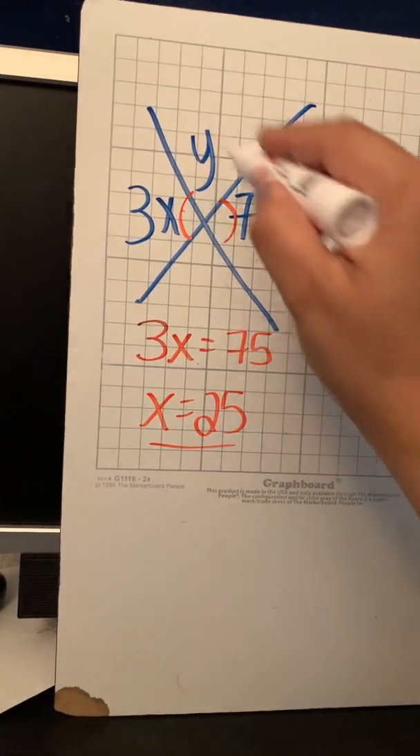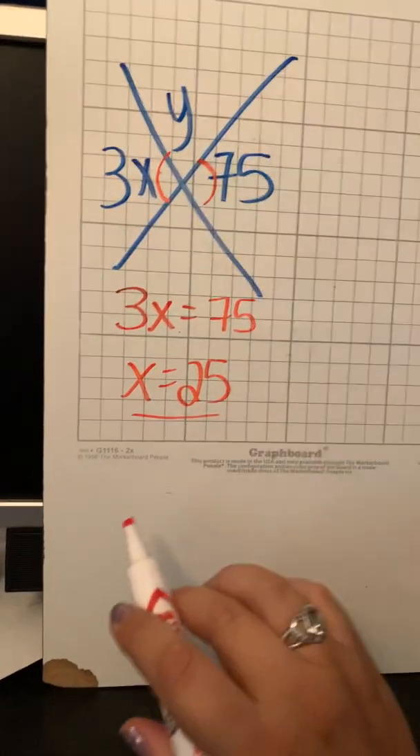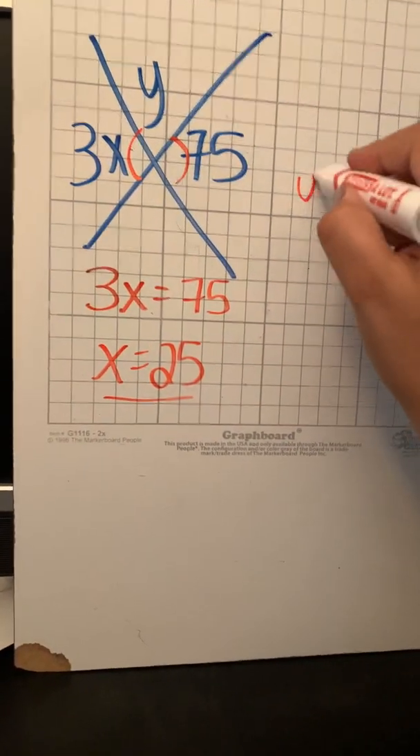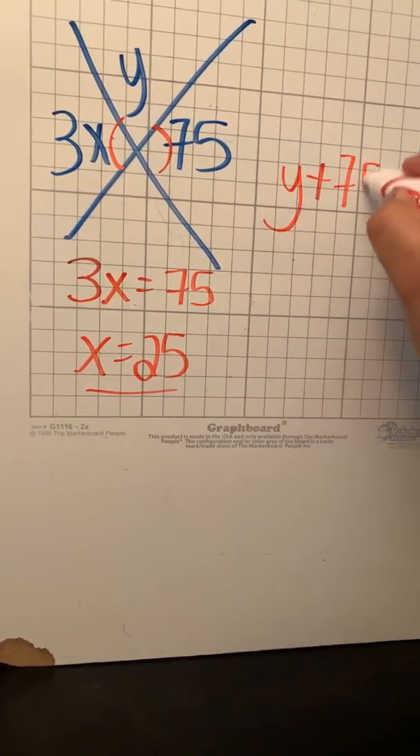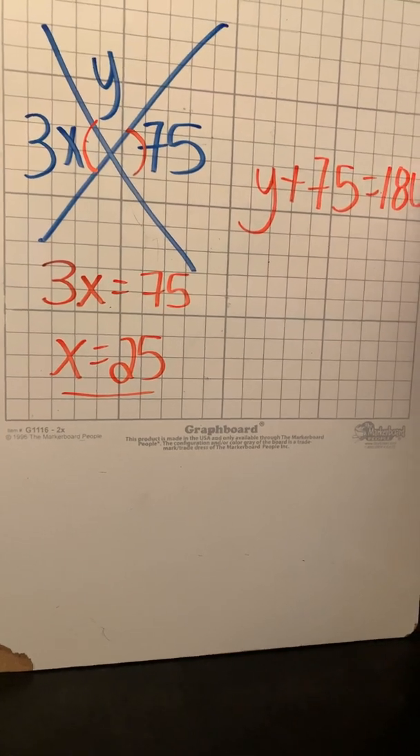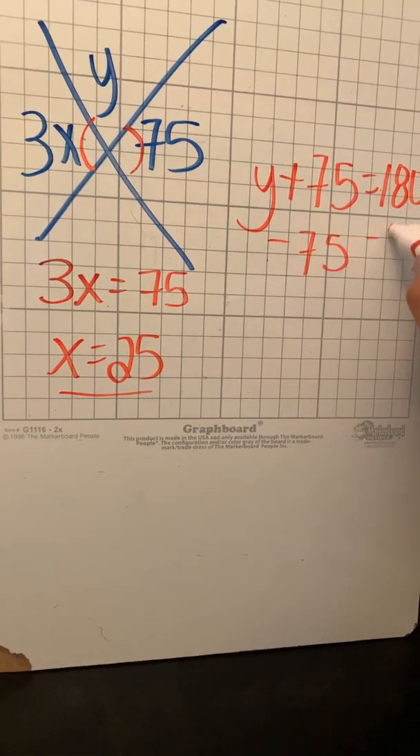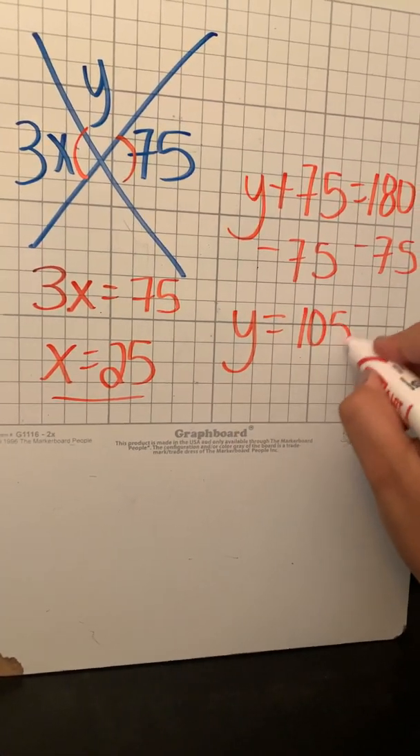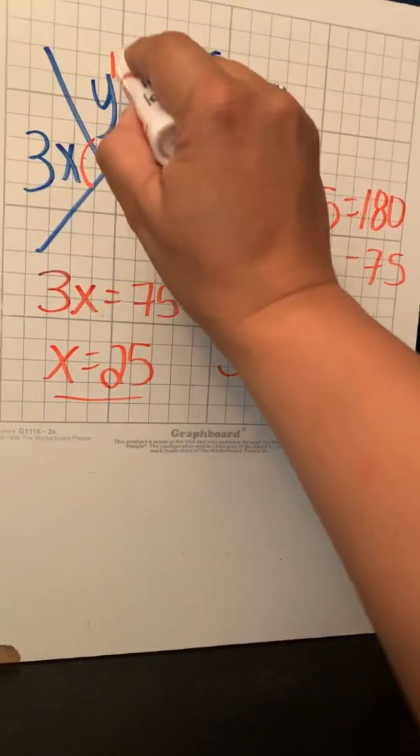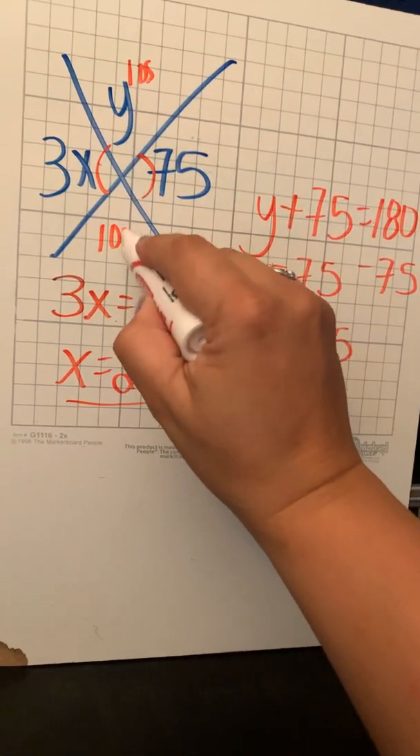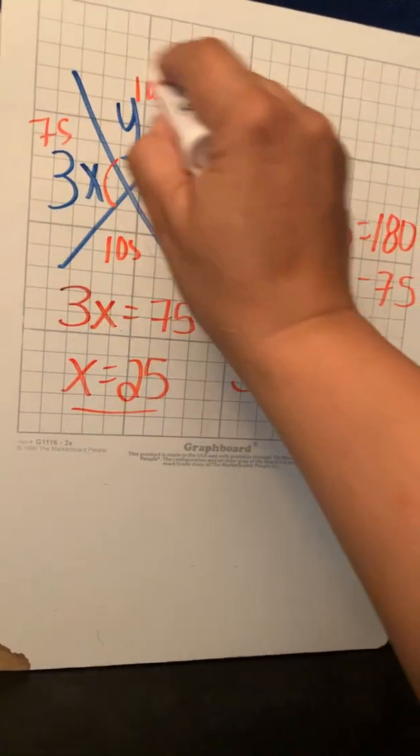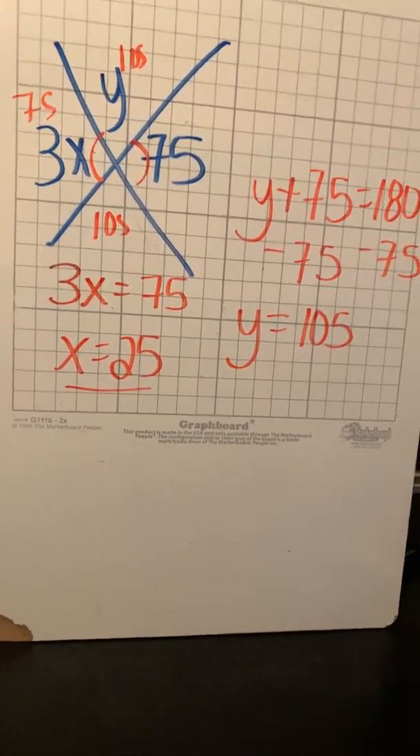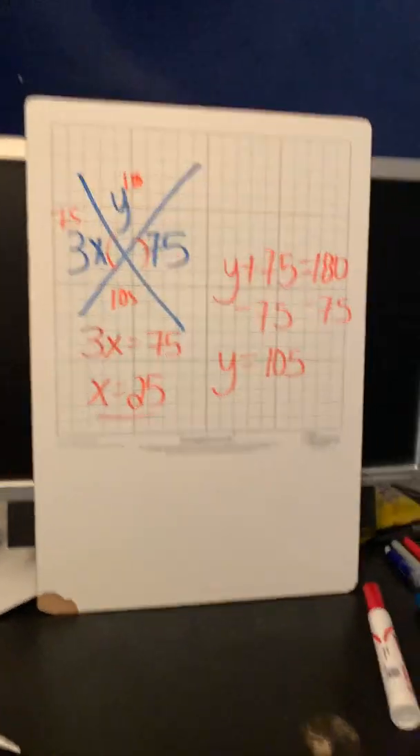If I want to find my y, I can do one of two things. You could put 25 in there, that's 75, and you would write y plus 75 equals 180. Subtract the 75 over, so y is going to equal 105. If this is 105, what's this? 105. This is 75. All of these added together had better get you 360. That's how you can follow back and see if you've done it right.